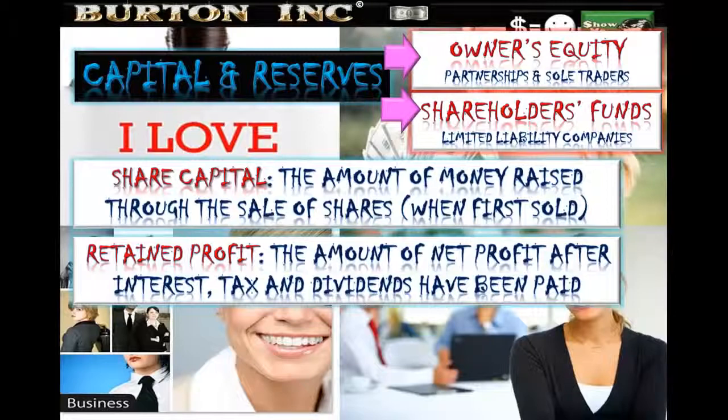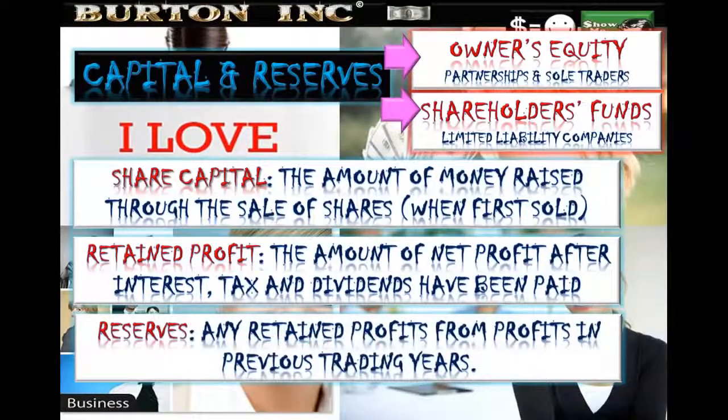Retained profit, that's the amount of net profit after interest, tax and dividends have been paid, how much the business keeps for themselves for future investment or as a buffer in case of bad times. We had a look at retained profit in our income statement, the appropriations account. And reserves, this is retained profit, but it's retained profit from previous years.